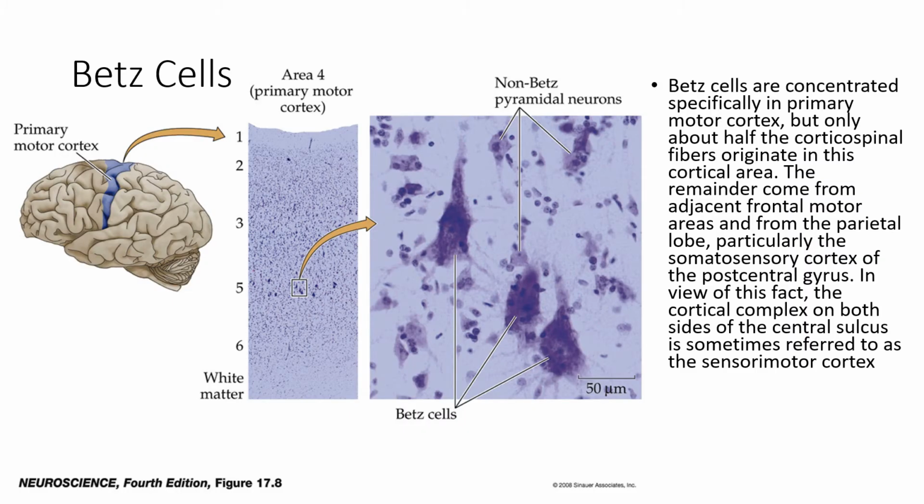Giant cells of Betz. Betz cells are concentrated specifically in the primary motor cortex, area 4. Okay? But only about half of the corticospinal fibers originate in this cortical area. The remainder come from the adjacent frontal motor areas and from the parietal lobe, particularly somatosensory cortex of the post-central gyrus. Remember sensory with that S for post-central? In view of this fact, the cortical complex on both sides of the central sulcus is sometimes referred to as the sensory motor cortex.